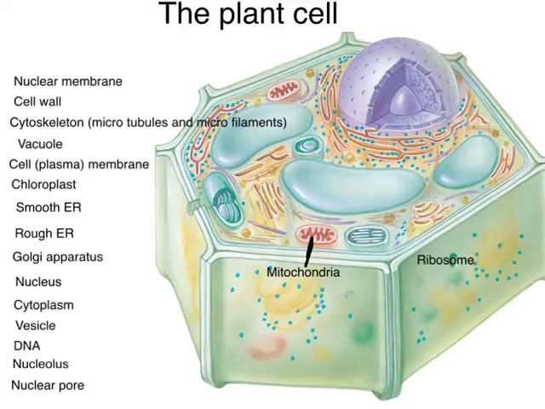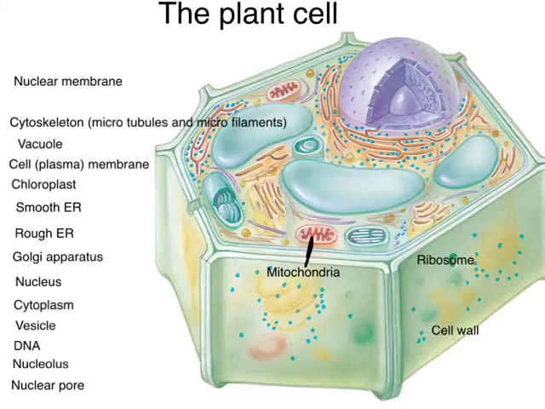Let's skip the nuclear membrane for now. Let's go to the cell wall. The cell wall is the barrier located on the outside. You can kind of see there's a layer here and a layer here. This part here, that goes along like this, is the cell wall.